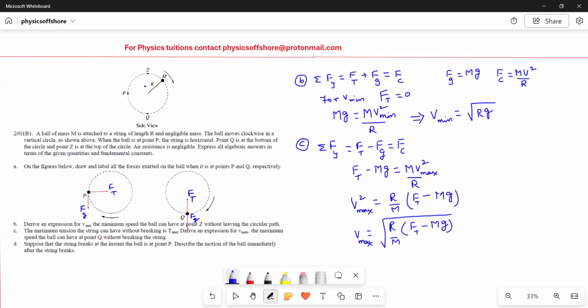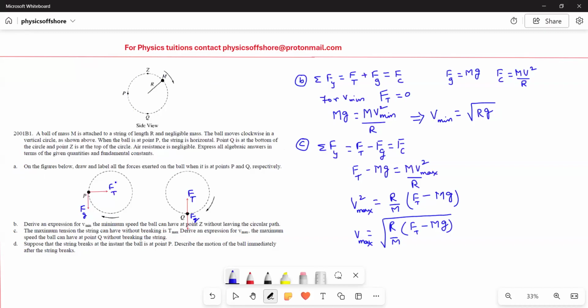But here, we are asked to derive the expression for the minimum speed. The condition for minimum speed is that tension should be 0. That means the ball can negotiate the curve with the help of gravity itself. The tension is not required. Even if the string goes slack, the ball can negotiate the circle with the help of gravity. Therefore, we will write the force equation and then derive the expression for minimum speed. Before going into that, the first bit we will answer.